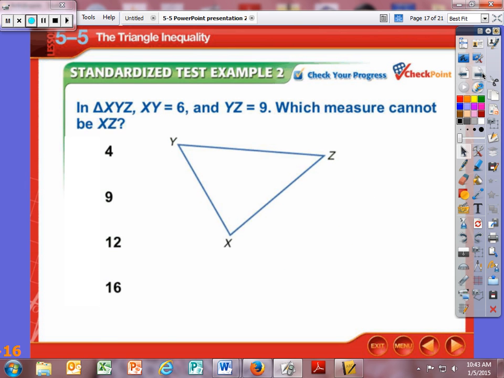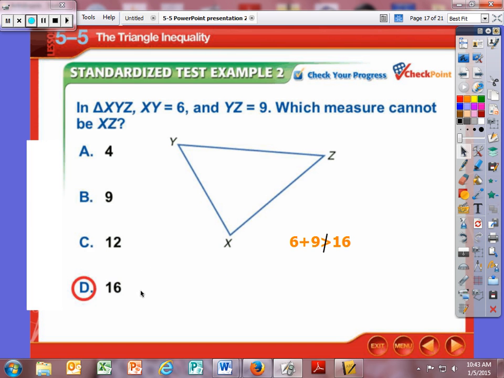Okay, feel free to pause the video, try this one on your own. Okay, again, we want to try all of them, but notice the one that doesn't work is the 16. So if I add together these, the 6 and the 9, since those are smaller than 16, I'm getting 15. 15 is not greater than 16, so our answer cannot be 16 for the third side.